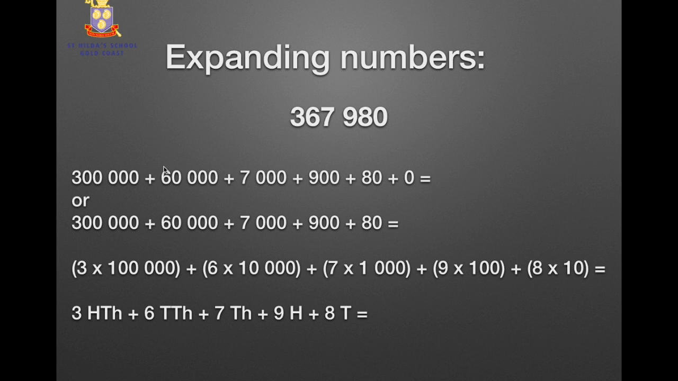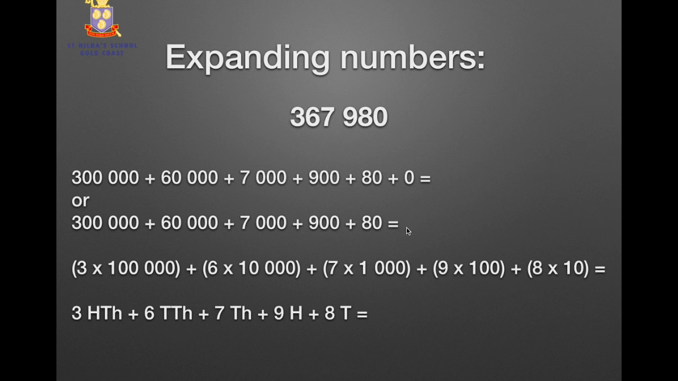Okay, let's look at how we might represent this number in expanded notation. I've just put 2 examples here. You could show it like in this formation here or this one here. Let's have a closer look. So we're looking at the 3, which is worth 300,000, plus the 6, which is worth 60,000, the 7, which is worth 7,000, plus 900, plus 80, plus 0. You can write the 0 or add 0 here at the end, but you don't have to. So here I've just shown you an alternative way of writing it without the plus 0.